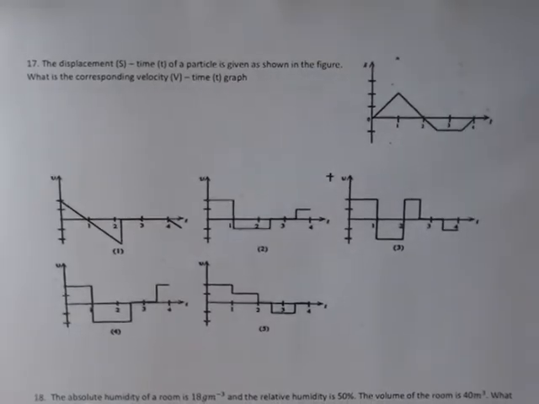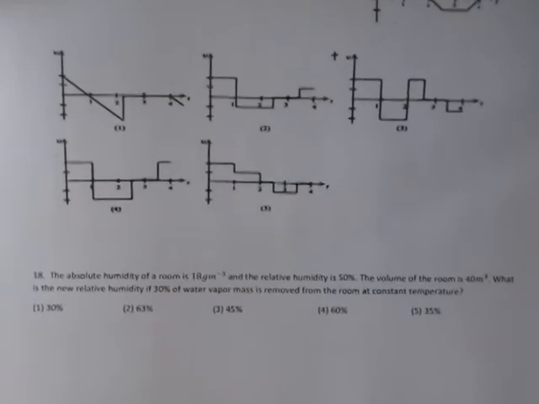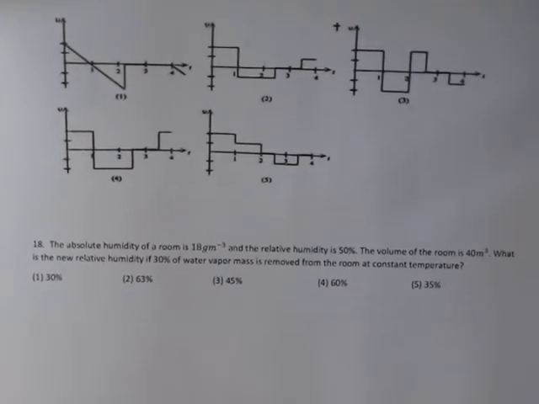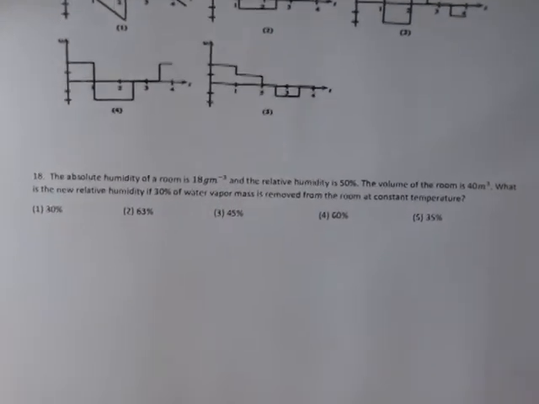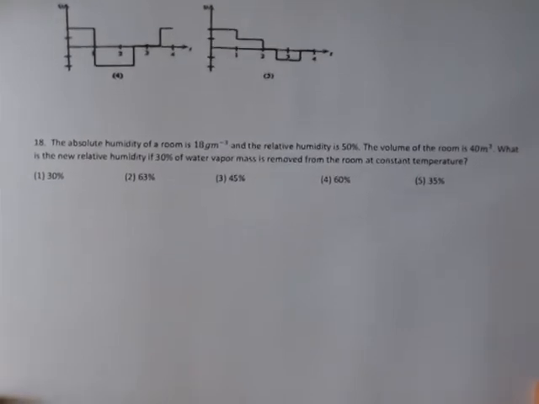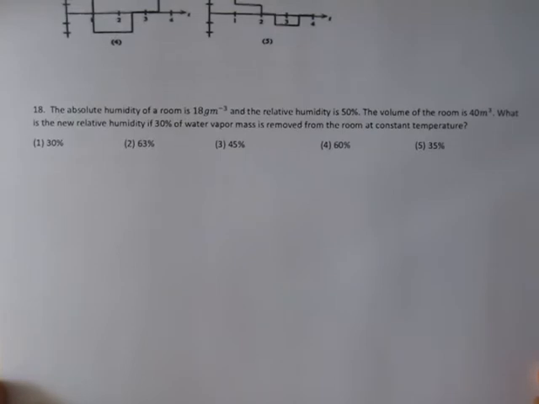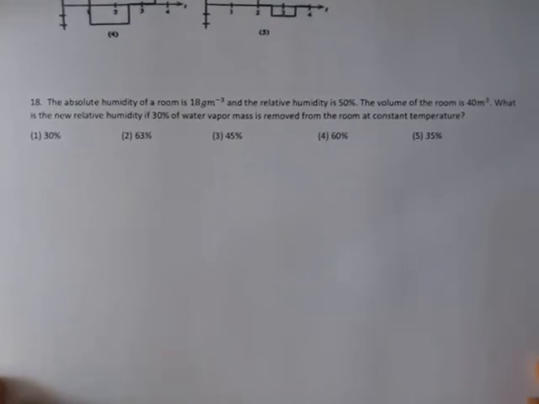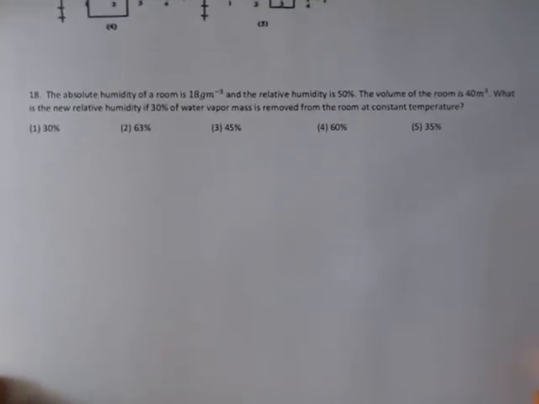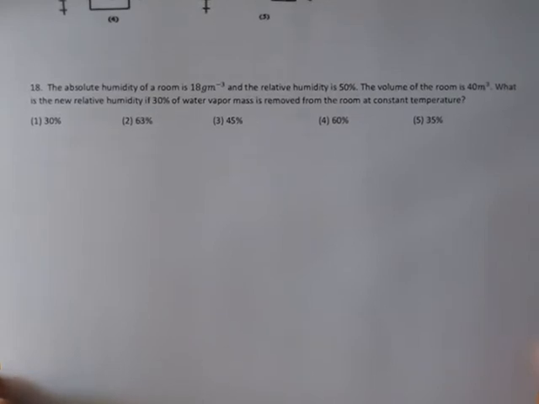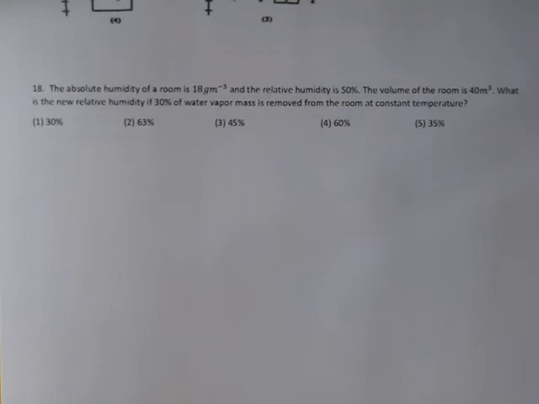Well, let's move to the next question, the 18th one. The absolute humidity of a room is 18 gram per meter cube, and the relative humidity is 50%. The volume of the room is 40 meter cube. What is the new relative humidity if 30% of the water vapor mass is removed from the room at constant temperature?